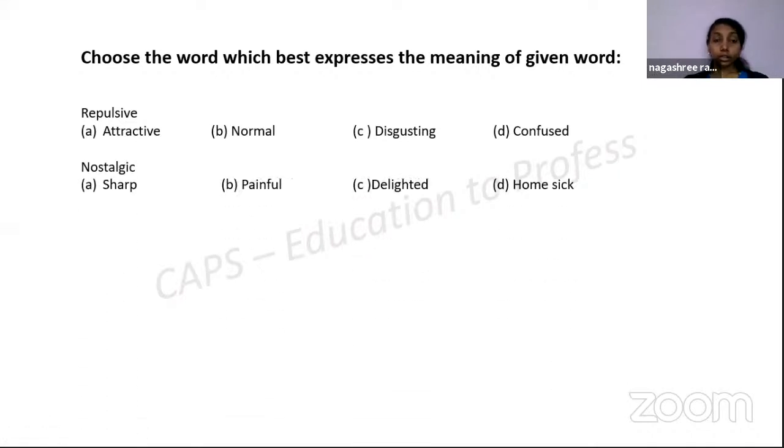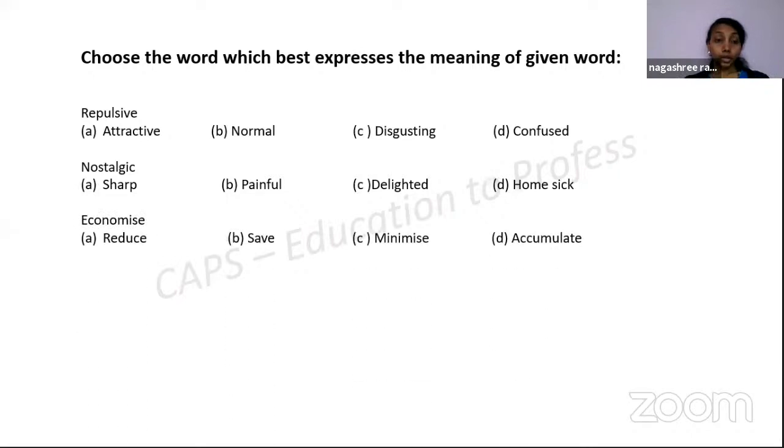Nostalgic. What can this mean? Homesick. Correct. So nostalgic is generally referred to a positive emotion. But then when it happens on a daily basis, that can turn out to be homesick.